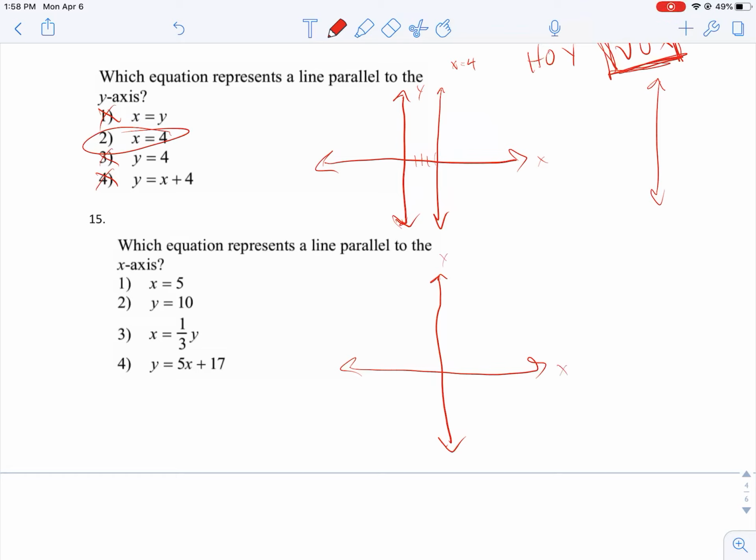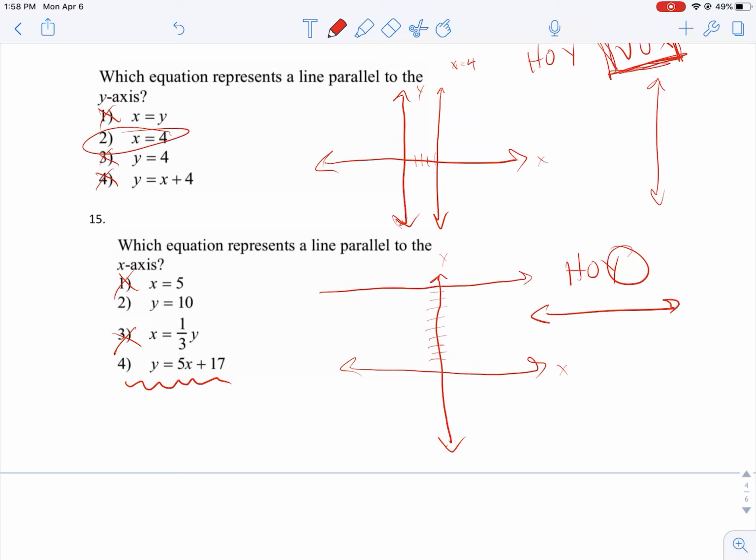All right, so going to the next problem, I put these problems together. So let me draw our axes in here again. Y, x. So which equation is parallel to the x-axis? Which means we need a Hoy problem, right? Because we need a line that's going horizontal. So we need a y equals. So I'm going to cross out these ones.